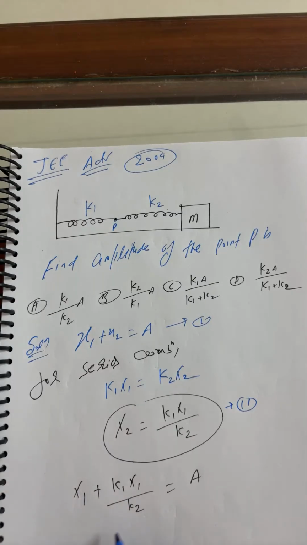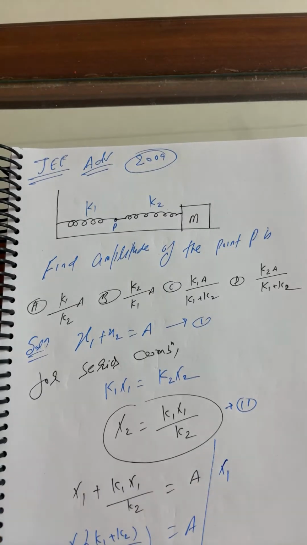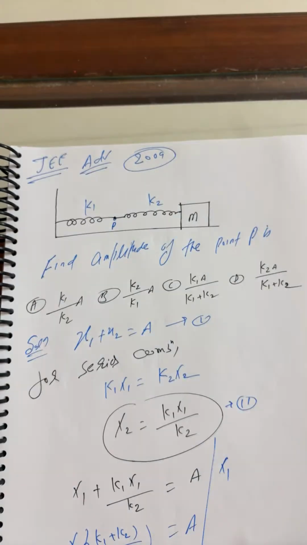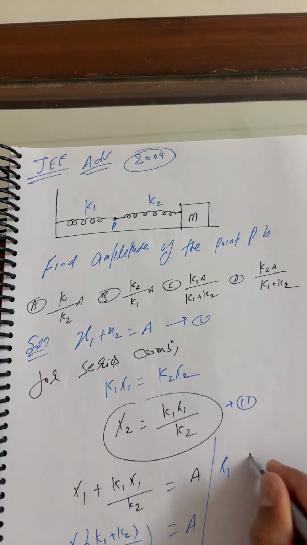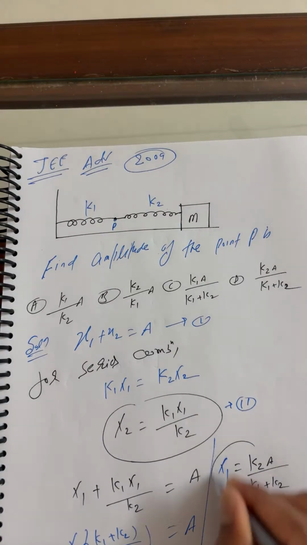So x1 beta, you can take common here. So what you can say? This is (K1 plus K2) upon K2 is equal to A. So finally we will get x1, the amplitude, this one here. So x1 is equal to K2 into A upon (K1 plus K2).